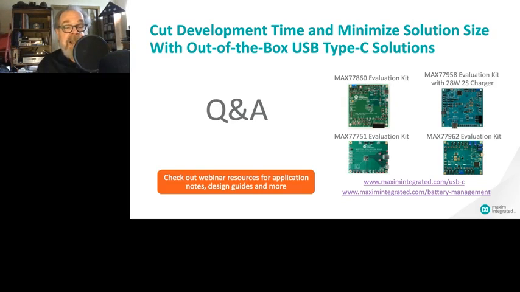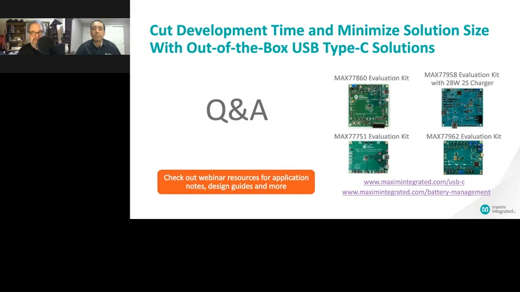Number one, can you share more details about just how the moisture detection feature works in the Max 77958?